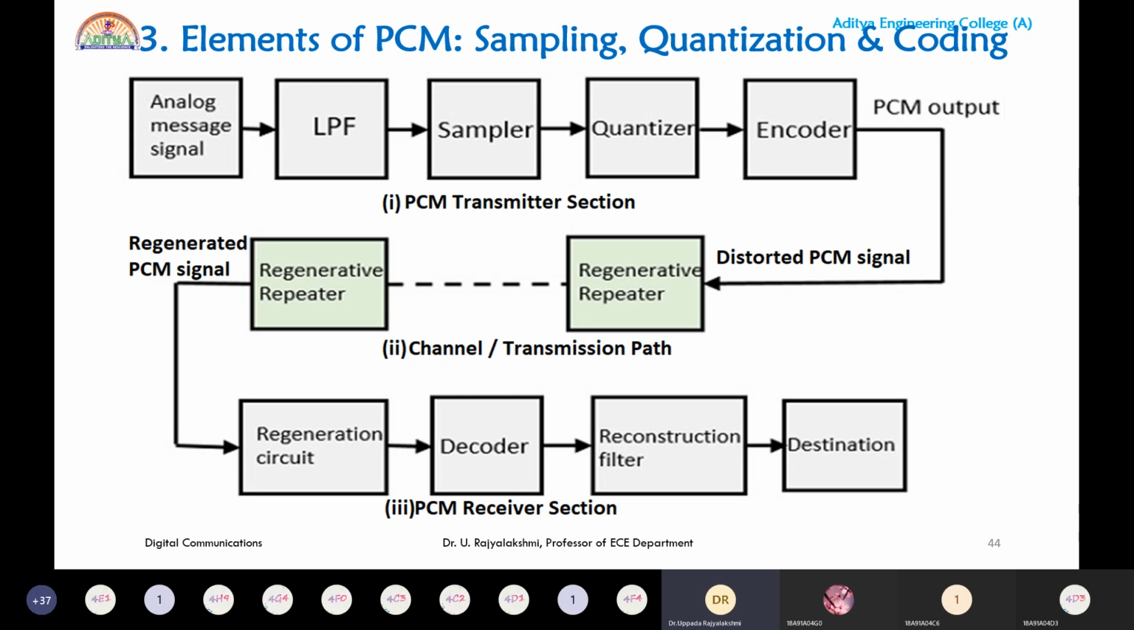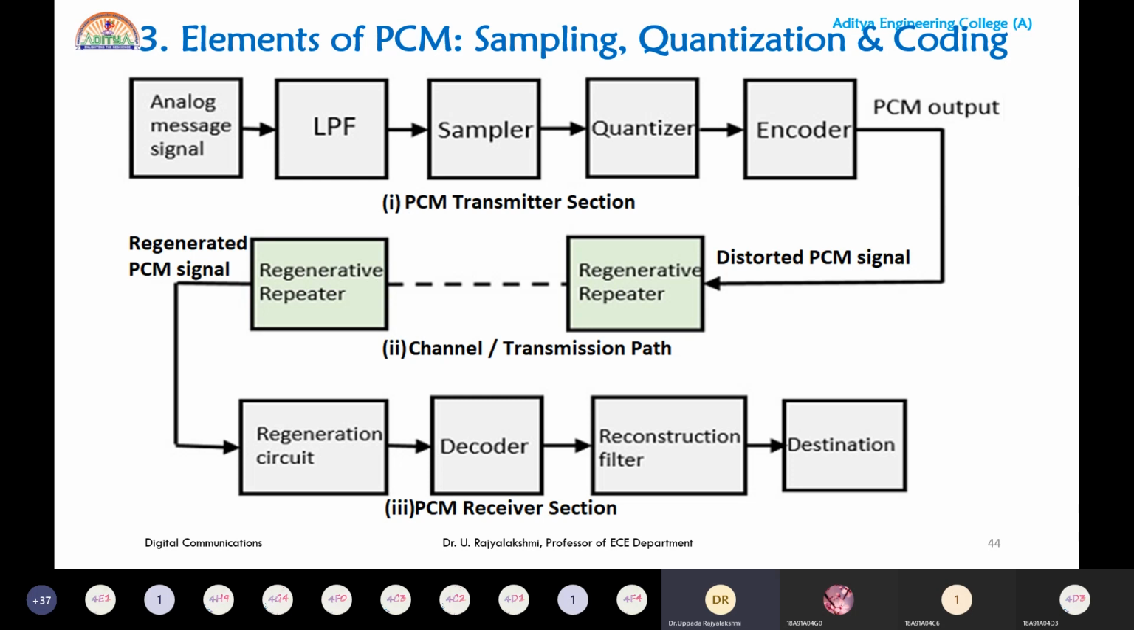So what is aliasing effect? Always the sampling rate should be greater than or equal to twice the maximum message frequency. To overcome that, low pass filter is used here to attenuate all the higher frequencies prior to entering the transmitter section. So what is the importance of low pass filter? Low pass filter eliminates the frequencies greater than fm.